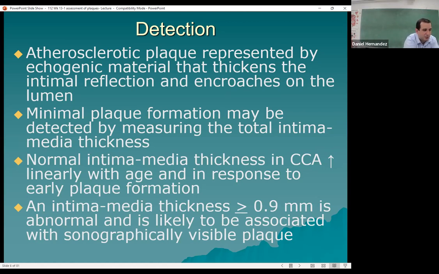So as that intimal layer starts to thicken, it can be used as a precursor to the potential for plaque developing in that particular site or area. When we see intimal thicknesses over 1 millimeter, this is usually going to be a site where we could see some visible plaque associated with it.